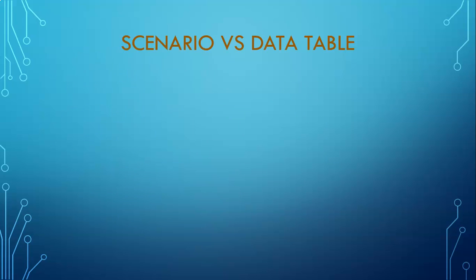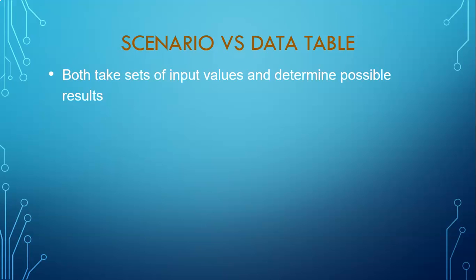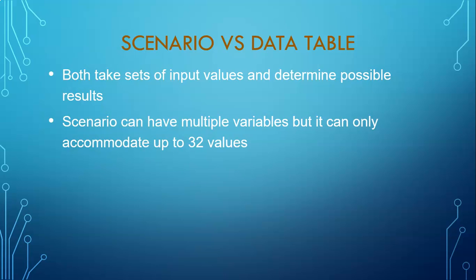For the data tables and scenario is more or less the same. Both scenario and the data table tools will take a set of inputs or values and then determine the possible results. However, the difference between data table and scenario is that the scenario can have multiple variables, but it can only accommodate up to 32 values.